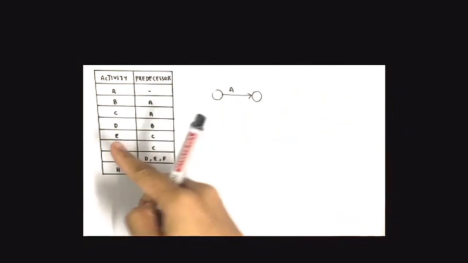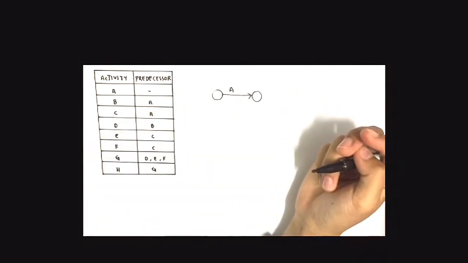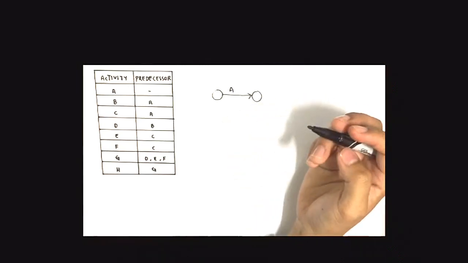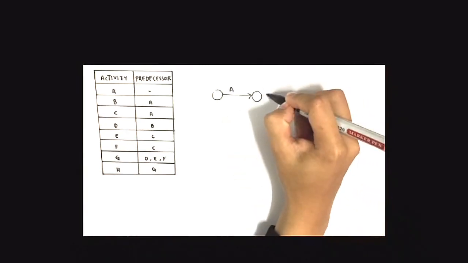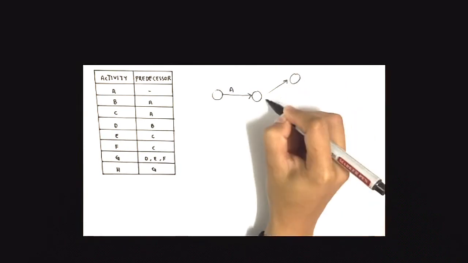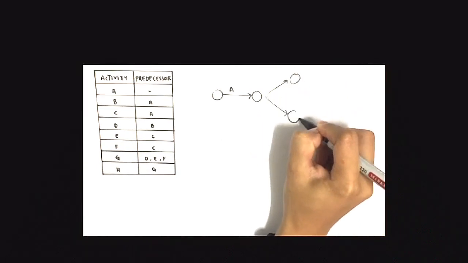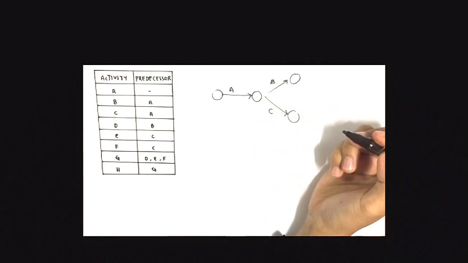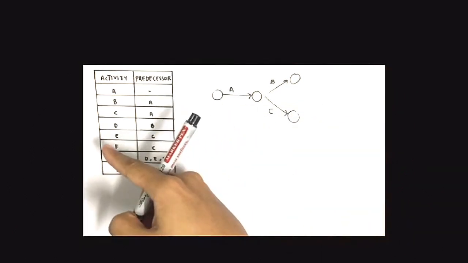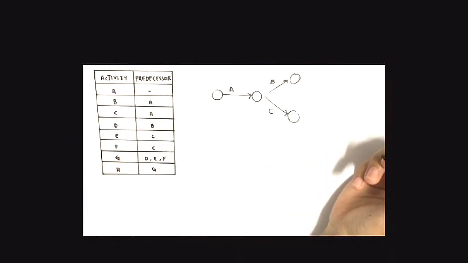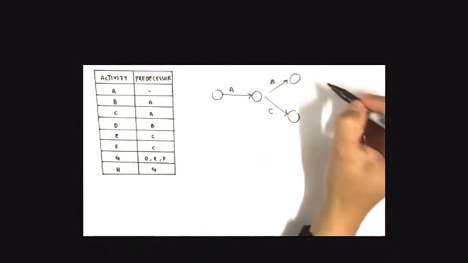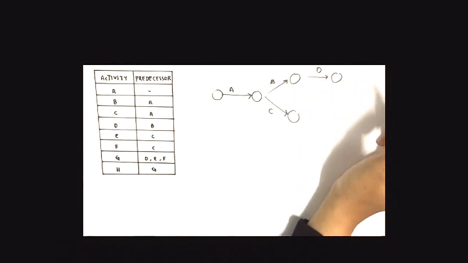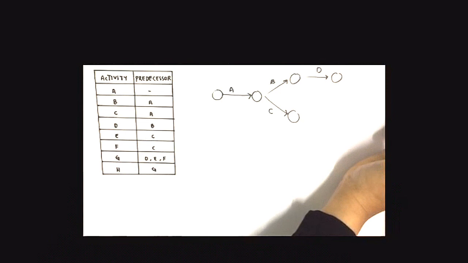So we go to the next step. We have activities B and C. Both depend on A, so we can have an arrow coming off for B and an arrow coming off for C. Okay, like this. B and C. Then next up we have activity D. It depends on B, so let's draw an arrow coming off of B. Okay, D.